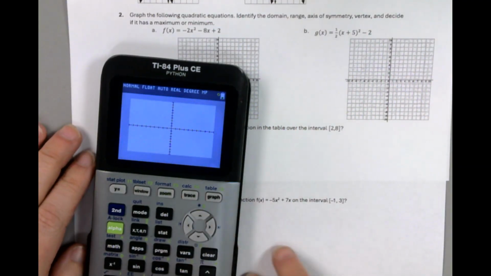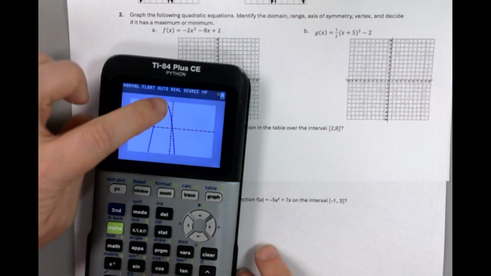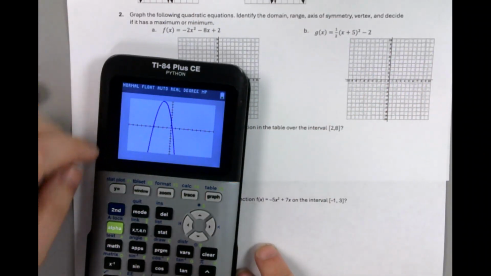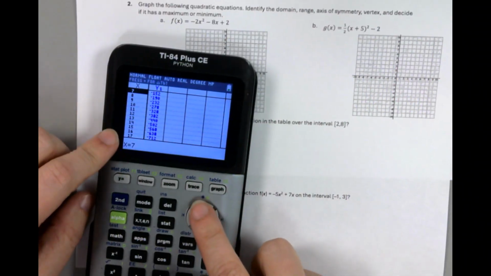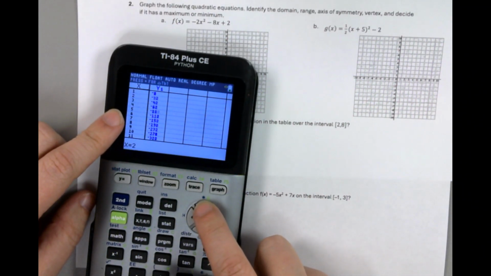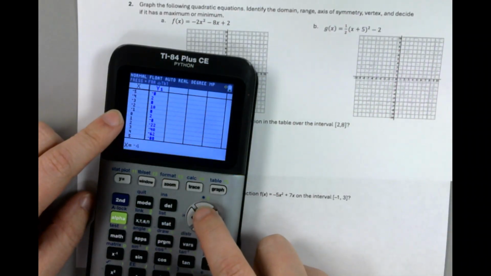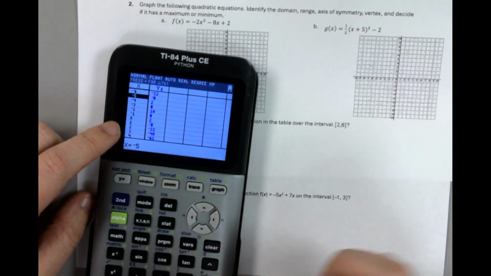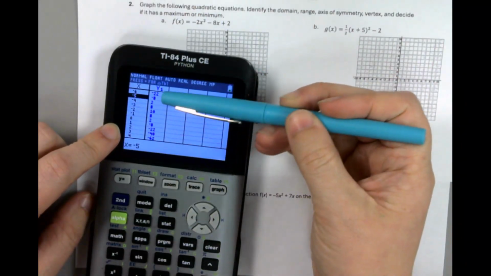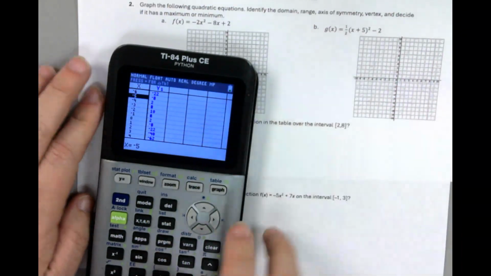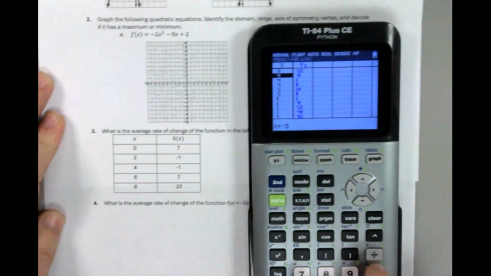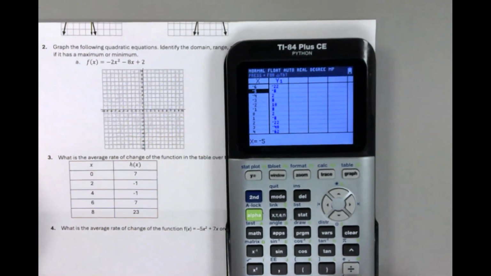So I can look at the graph and see what that's going to look like, but that really doesn't help me a ton. If I hit second graph, that will now give me a table. This is way far over, so I want to find some numbers that are actually in my graph. My graph is negative 10 to positive 10, so I needed y values that were negative 10 to positive 10. That is happening here. So now I'm going to graph those points.